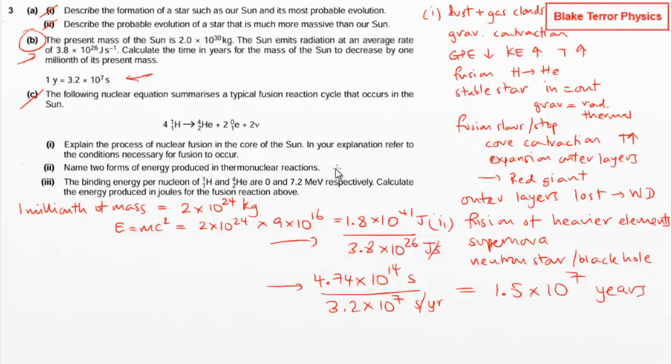Last part of the question, C. The following nuclear equation summarizes a typical fusion reaction cycle that occurs in the sun. So 4 protons into a helium nucleus, a couple of positrons and a couple of neutrinos. Explain the process of nuclear fusion in the core of the sun. In your explanation, refer to the conditions necessary for fusion to occur. Again, they're not looking at loads of detail here. You can actually get a mark just for talking about that equation and just saying what's happening.